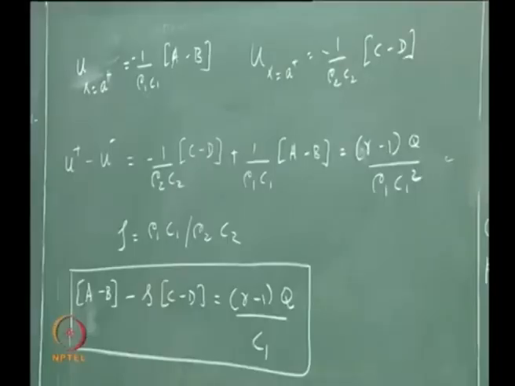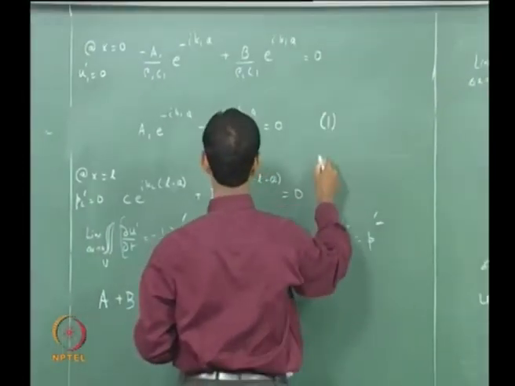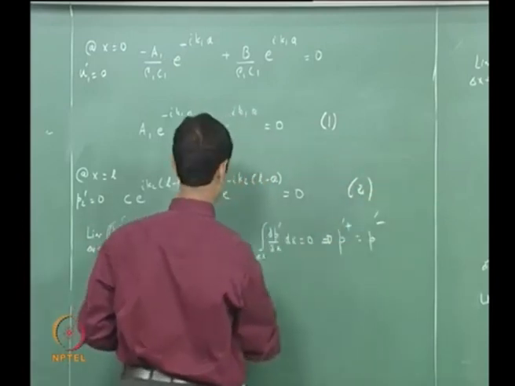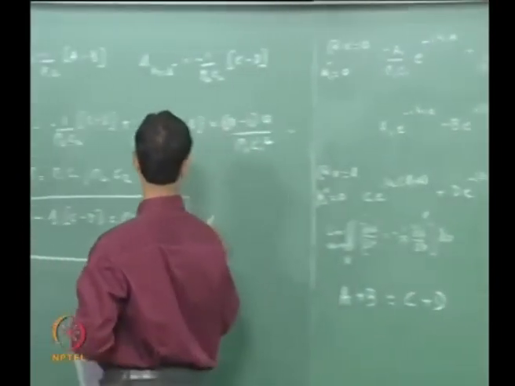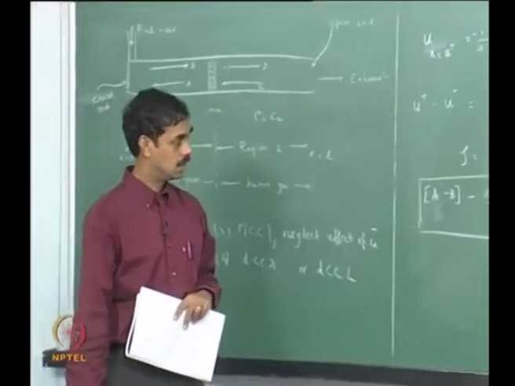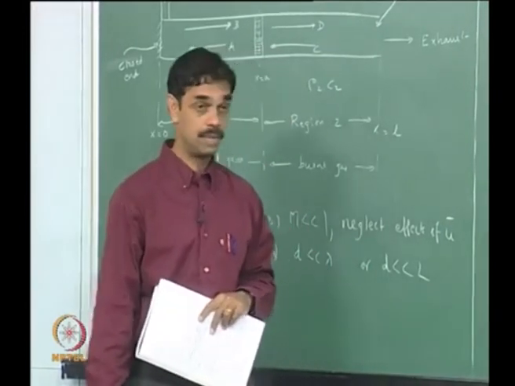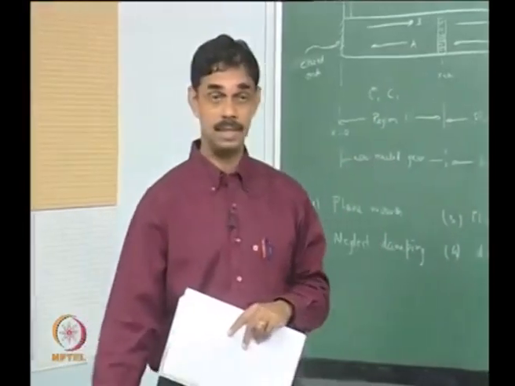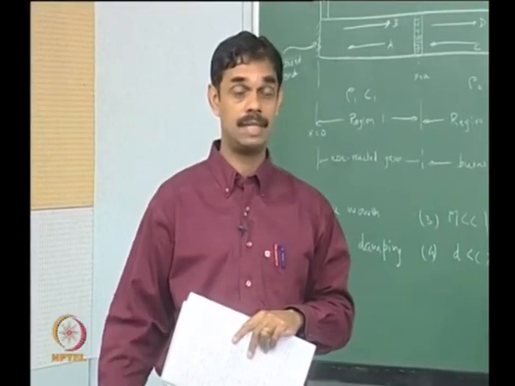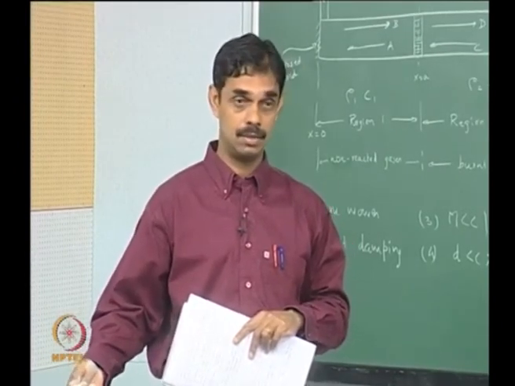So we really have four equations now. This is equation number 1, this is equation number 2, this is equation number 3, and this is equation number 4. How many unknowns are there? What are the unknowns? We have a relation for q dot in terms of a, b, c, d, we will come to that. I already told that q is written in terms of the velocity, so that is not an unknown, we have a closure there. So what are the unknowns? A, B, C, D, is that all?